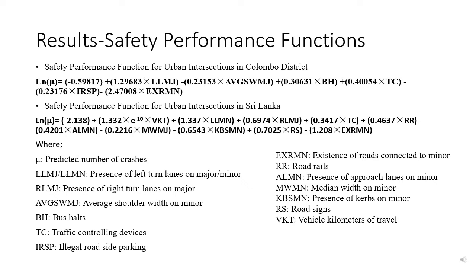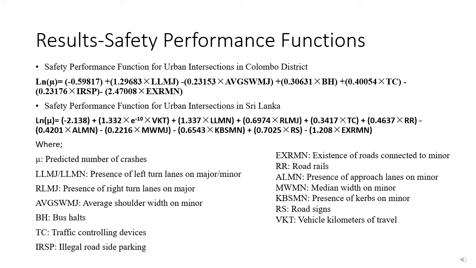Then in the developed safety performance function for Sri Lanka, 10 variables were statistically significant. Those variables were vehicle kilometers of travel, presence of left turn-in lanes on minor leg, right turn-in lanes on major leg, presence of traffic controlling devices, road rails, approach lanes in minor leg, median width of major leg, curbs in minor leg, road signs and roads connected to minor leg.